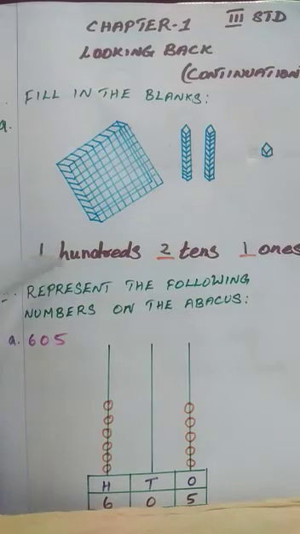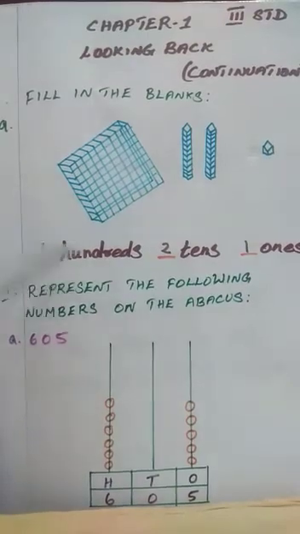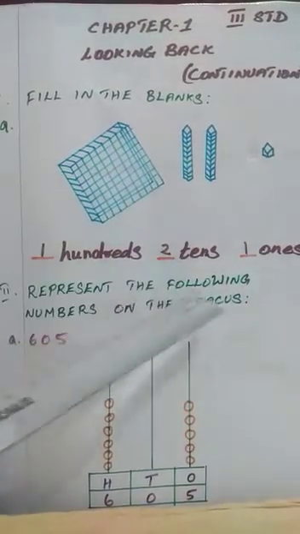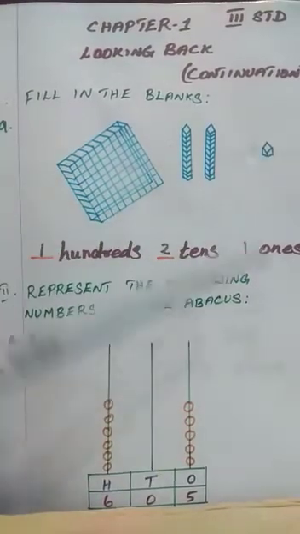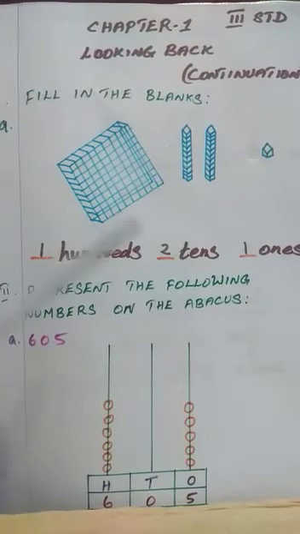Now you have to fill in the blanks. So 100. Only one sheet is there, no? So you have to write 1 before hundreds. How many tens? 2 tens. So you have to write 2 before tens. Then 1 ones. So you have to write 1. Okay, are you clear about that?